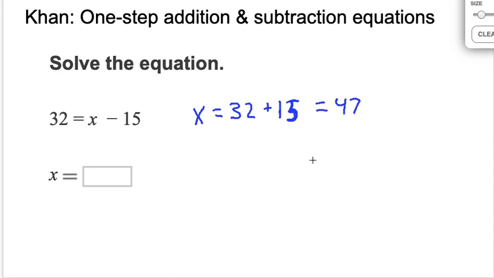Okay, and then we want to check. Our answer should be 47. But again, we're always going to check that by substituting in. So does 32 equal 47 minus 15? And again, in this case, it does. Okay, so that is a true statement. So always do the substituting to check before you submit these so you make sure you get them correct.